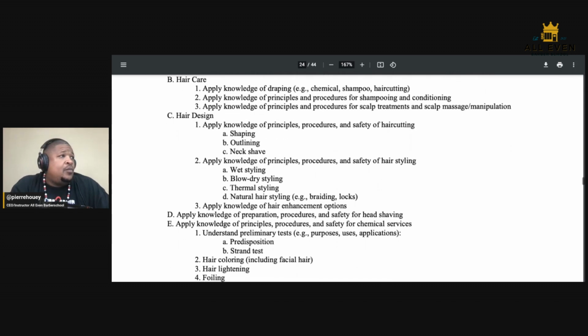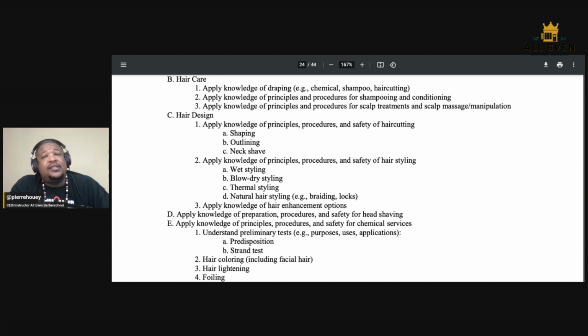Okay. B, hair care. Got 3 of those. 1, apply knowledge of draping for chemicals, shampoo, hair cutting. They got different draping methods. 2, apply knowledge of principles and procedures for shampooing and conditioning. 3, apply knowledge of principles and procedures for scalp treatments and scalp massage and manipulation.